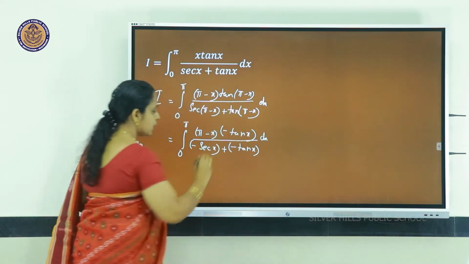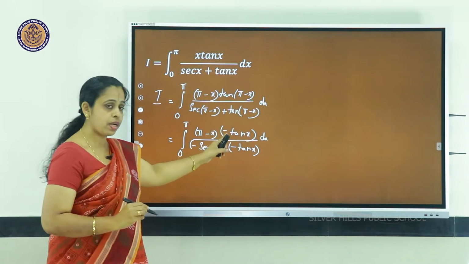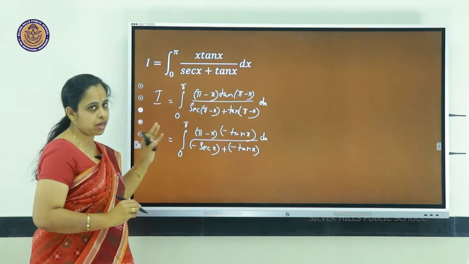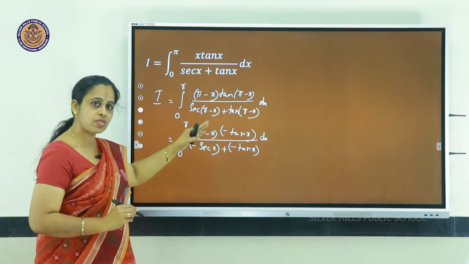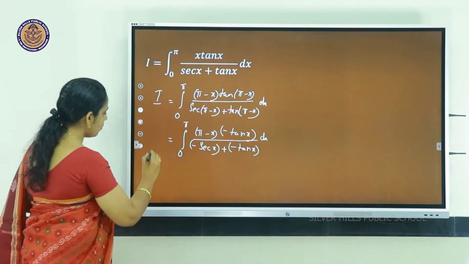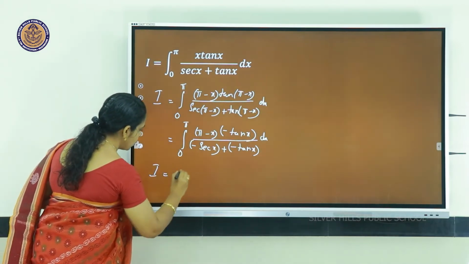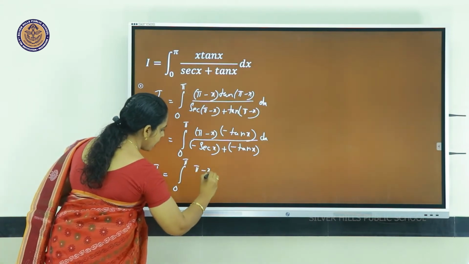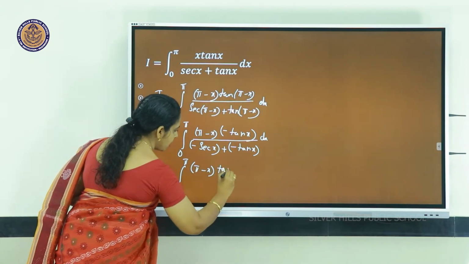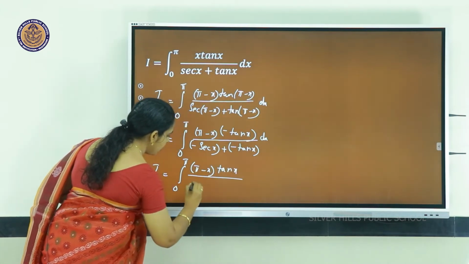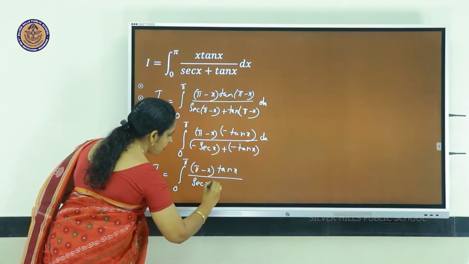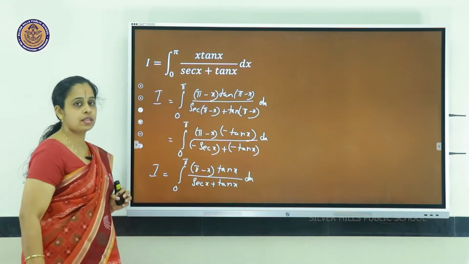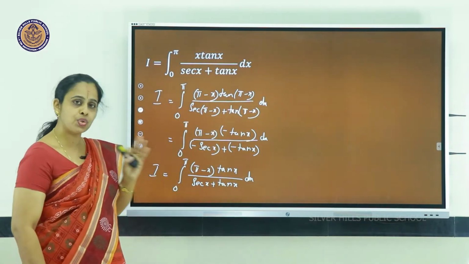dx. Now, we can see a negative common, isn't it? Taking minus from both of these, the minus from numerator and denominator will get balanced. We will get I equal to integral 0 to pi, pi minus x, tan x divided by sec x plus tan x dx. Now, let us split it into two integrands.